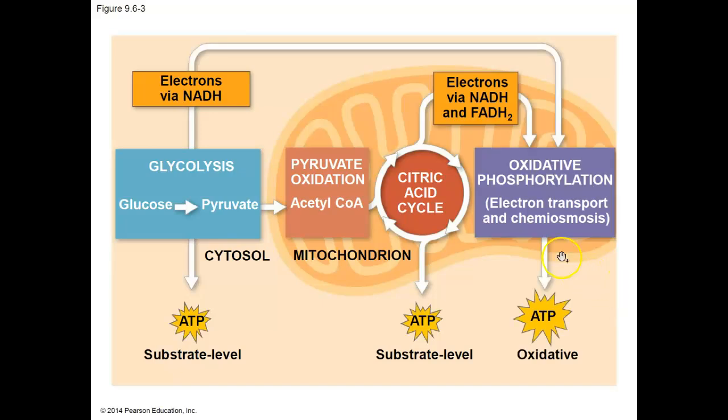In the last step, these electron-carrying molecules from the citric acid cycle, as well as glycolysis, enter oxidative phosphorylation, which consists of the electron transport chain and chemiosmosis. During this step, the bulk of ATP is produced through oxidative phosphorylation.